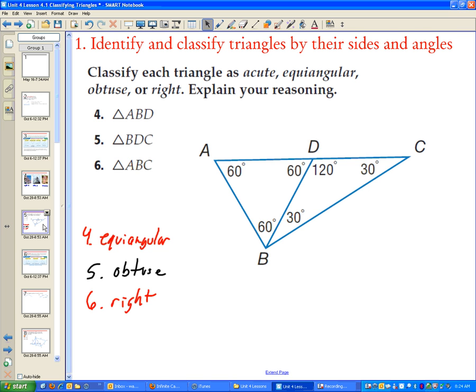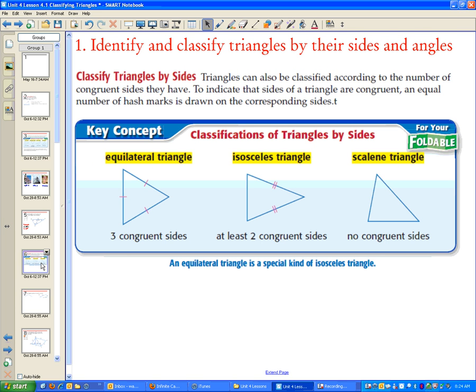All right. We can also classify by sides. So triangles can also be classified according to the number of congruent sides they have. You can't have one congruent side, right? So you can have 0, 2, or 3 congruent sides. To indicate that sides of a triangle are congruent, an equal number of hash marks is drawn on the corresponding sides. We knew that, right? We've marked congruent segments before.